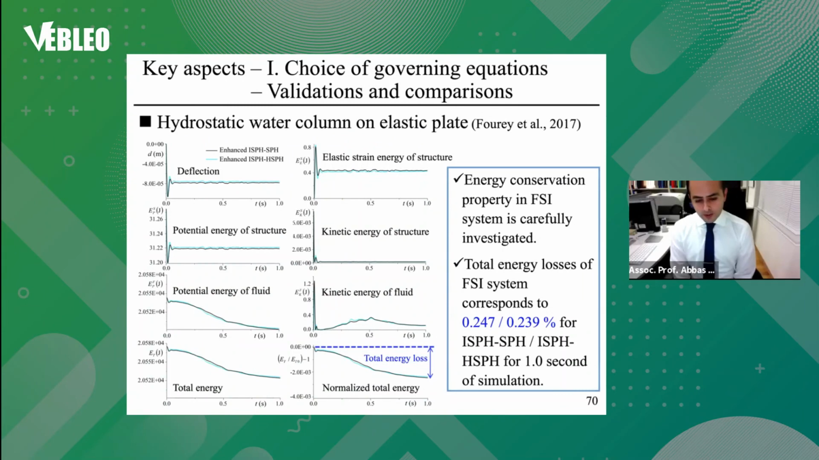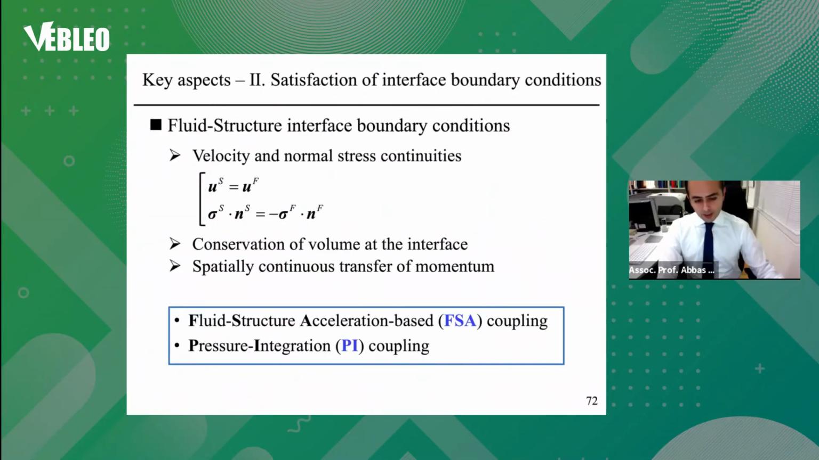And the total loss of the energy is just 0.2% for 1 second of simulation. So this is the advantage of using refined schemes and doing a very careful development for hydroelastic FSI. The other fact that we need to discuss is related to the fluid-structure interface boundary conditions. Due to the limitation of time, I will be very quick about this as well.